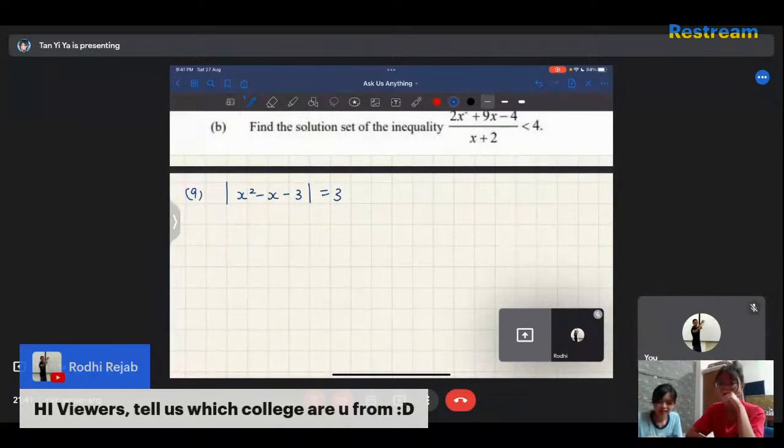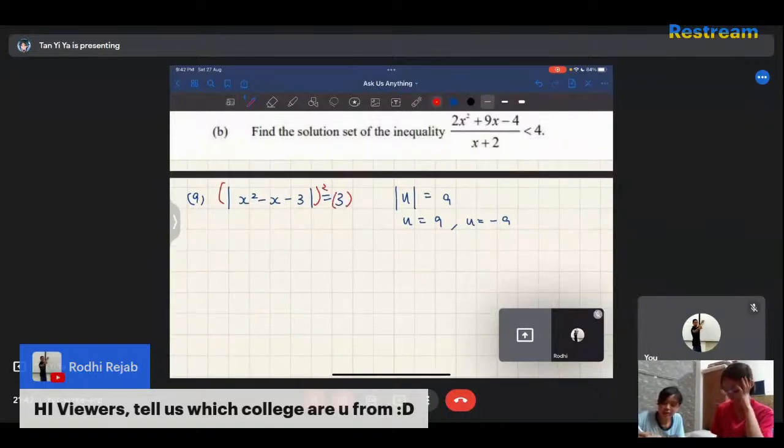Okay. So as I said just now, but it doesn't apply to that apparently. So if modulus of u equals to a, we know u equals to a or u equals to negative a. So there are multiple ways of solving this equation, but if you square both sides, it will be a cubic, so it is troublesome for you to solve it.